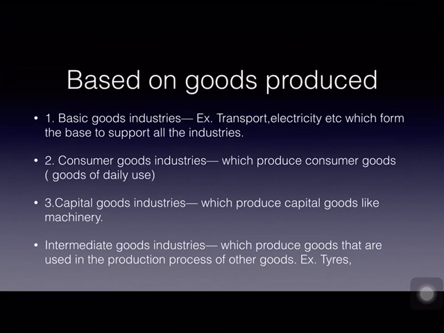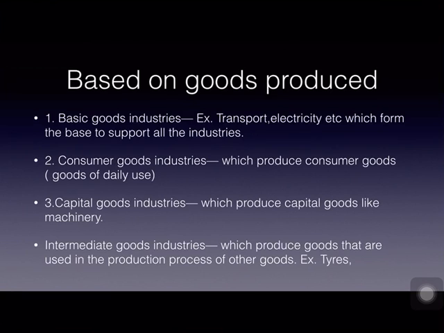Consumer goods industries, which produce consumer goods. Consumer goods means goods of daily use for our daily consumption. Capital goods industries, which produce capital goods like machinery, heavy machinery, all types of machinery. It comes under capital goods. And this machinery is needed by the factories to produce other goods.